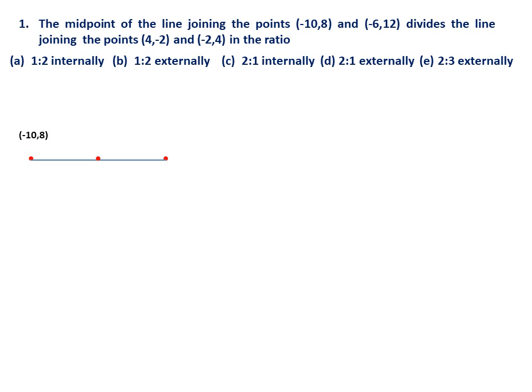See, this is the first thing. (-10, 8) and (-6, 2) are the two end points of the line segment. Therefore, definitely the midpoint is (-8, 5), because -10 plus -6 is -16, -16 by 2 is -8. Then 8 plus 2 is 10, 10 by 2 is 5. Therefore, the midpoint is definitely (-8, 5). So this is the first thing.